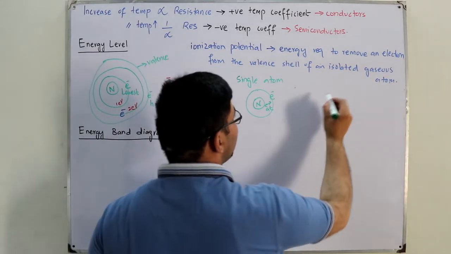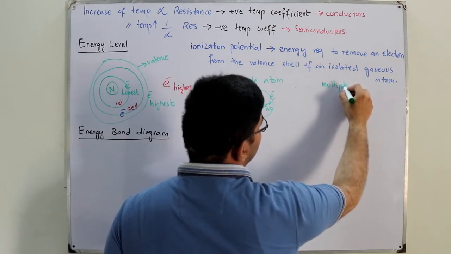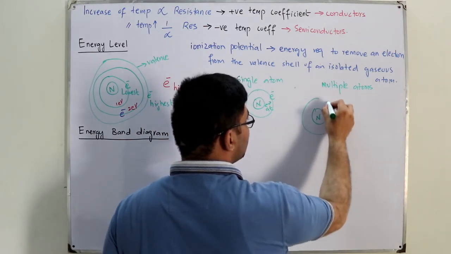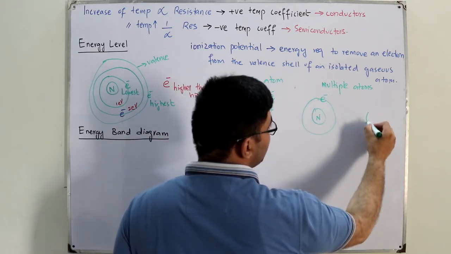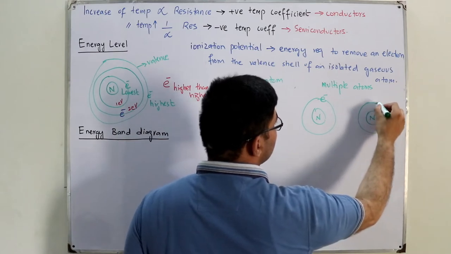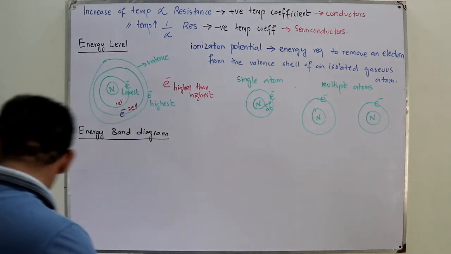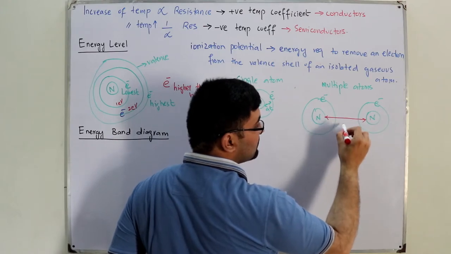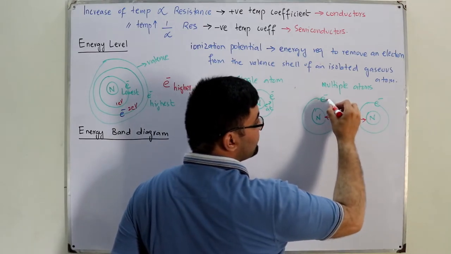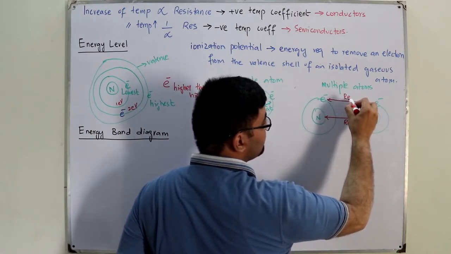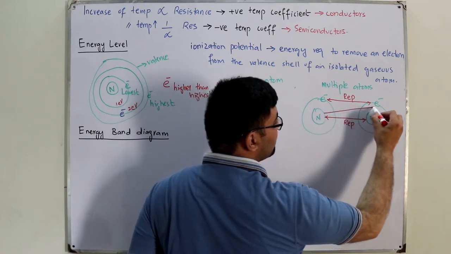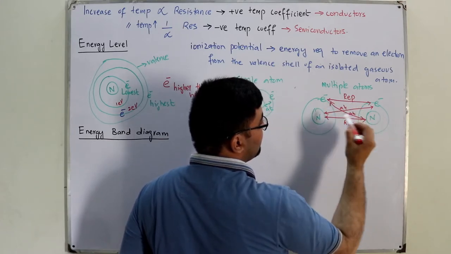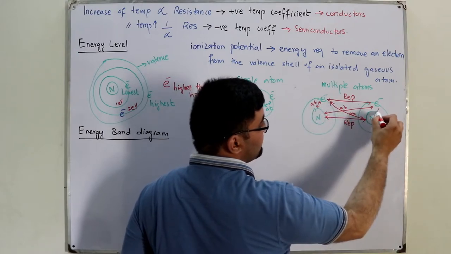Whereas if you have multiple atoms, for instance two atoms, there is a nucleus, and let's say I'm drawing only one shell, there is an electron. Similarly over here you have a nucleus and an electron. The nucleus is positive charge. Now you would have a force of repulsion between these two. Whereas you would have a force of attraction between these two and a force of attraction between these two, and similarly a force over here and over here.